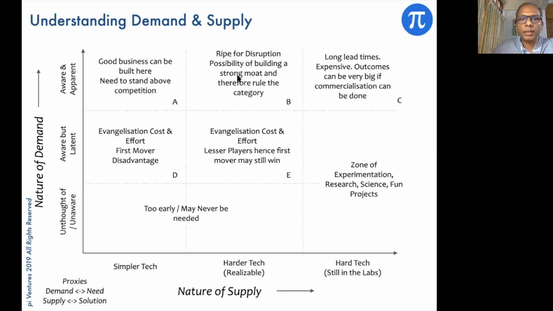So this sector is characterized by being ripe for disruption. There is a possibility of building a strong moat, and therefore you can rule the category, right? Whereas it's a good business that can be built, but you have to have some way of standing above the competition, or the market has to be so massive that several players can exist in it. But coming back, any quick examples of zone B? Wearables? Smartphone? Yeah. Okay.